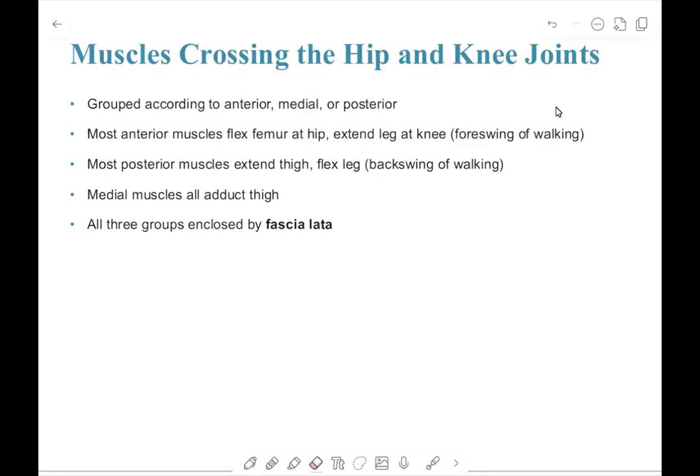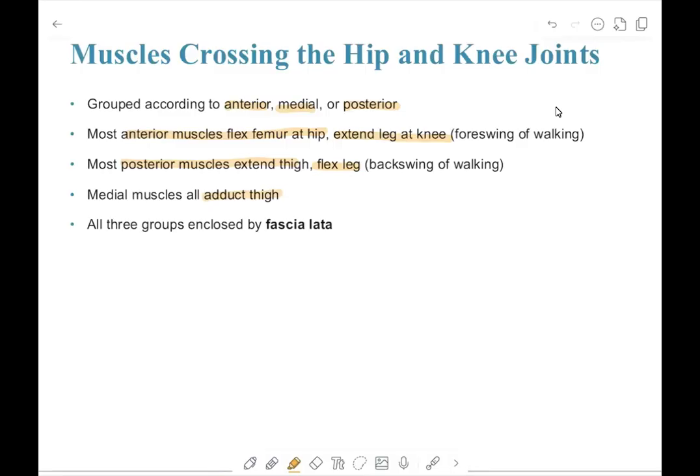Our next group of muscles are going to be ones that cross the hip and the knee joints. They are named according to their location, whether they are anterior, medial, or posterior. Most of the anterior muscles are going to flex the femur at the hip and extend the leg at the knee. The posterior muscles are going to extend the thigh or flex the leg, and the medial muscles are going to adduct the thigh. So they bring the leg back to the midline.